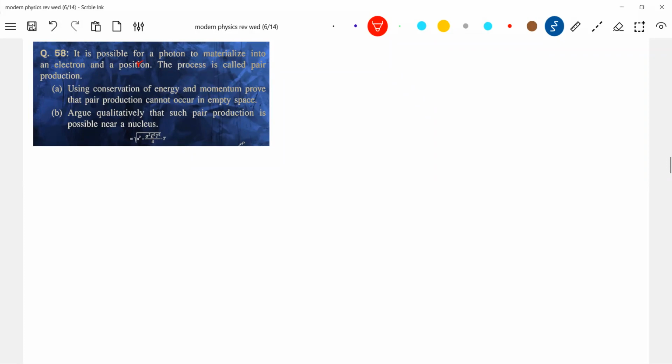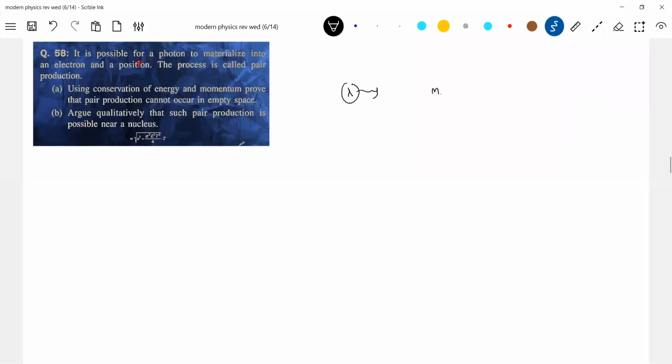Okay, let's come to this one. It is possible for a photon to materialize into an electron and a positron, a process called pair production. Using conservation of momentum, prove that pair production cannot occur in empty space. Okay, we don't know anything, no? Let's proceed like this. This is a photon. It is having momentum. It will materialize into an electron and a positron.